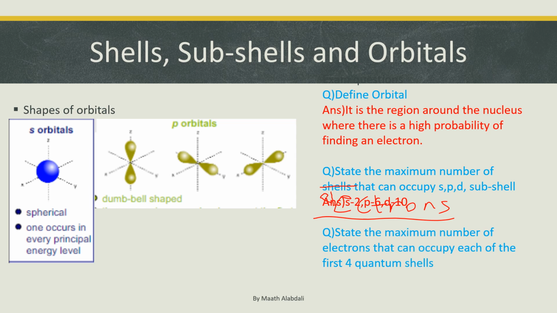State the maximum number of electrons that can occupy each of the first quantum shells. So it's 2, then 8, then 18, and then 32, which I explained why earlier. If you don't understand it, you can go back if you want.